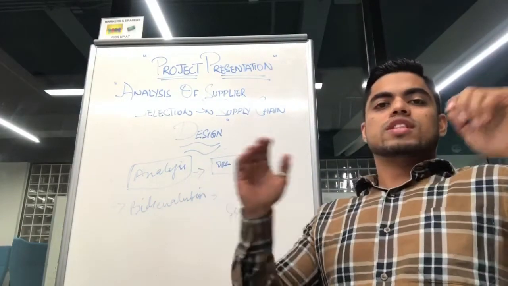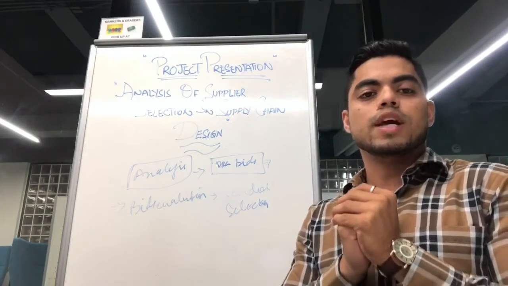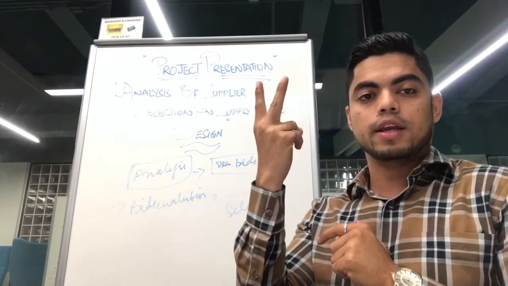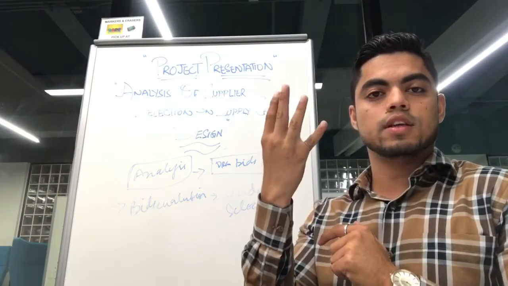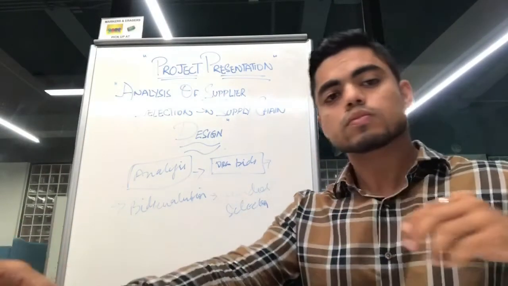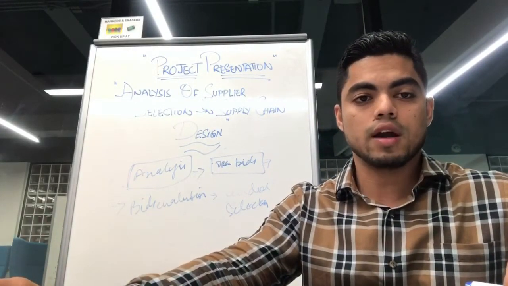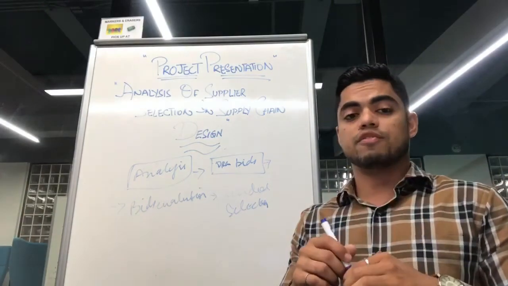Okay, let's move on to the strategy you should make while doing the supplier selection. That should be cost, quality, delivery, capacity, flexibility, lead time, and certifications. That should be kept in your mind. If it's not there, you will have to face problems afterward.